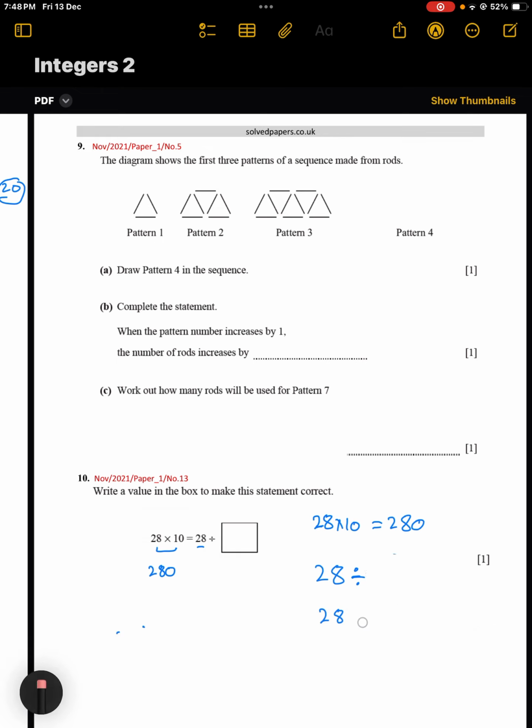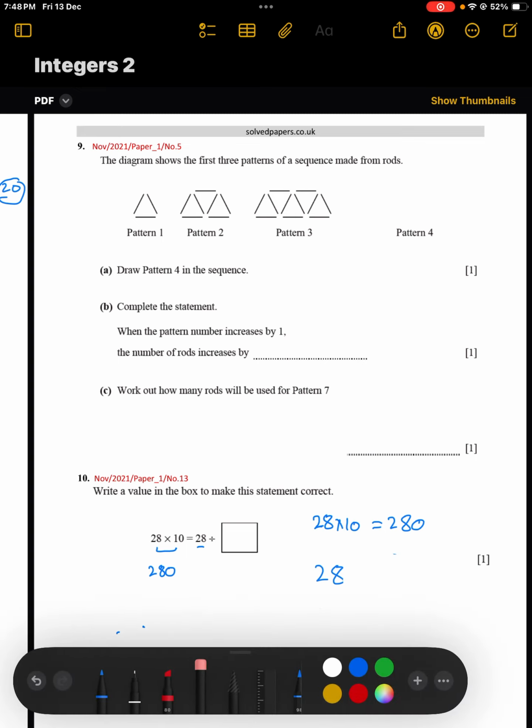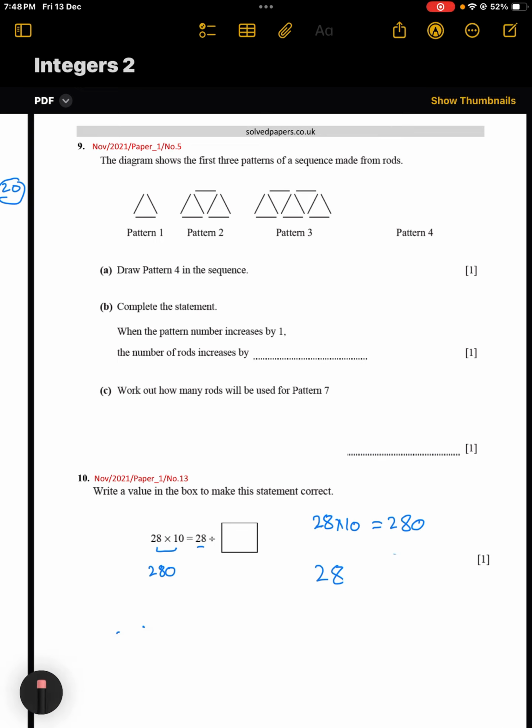Look, it is dividing by 10 to power minus 1. I can bring this negative 10 above and it will multiply and will give us the same answer. The power will be positive here, 280. So the answer here will be 10 to power minus 1. I hope this makes sense.